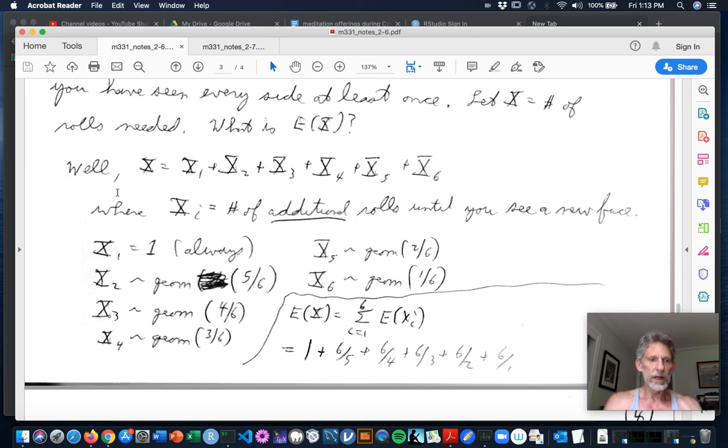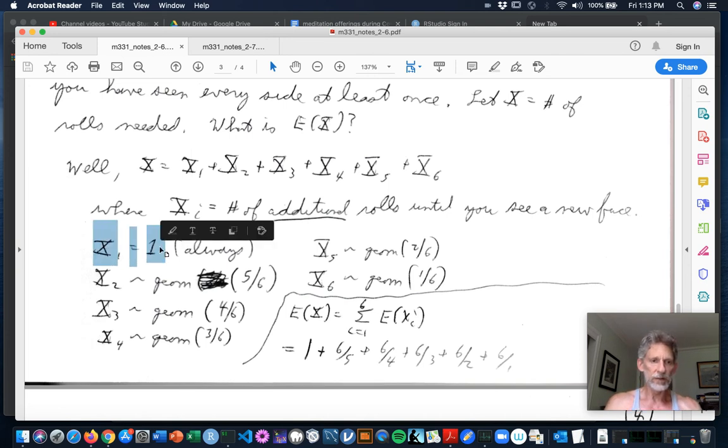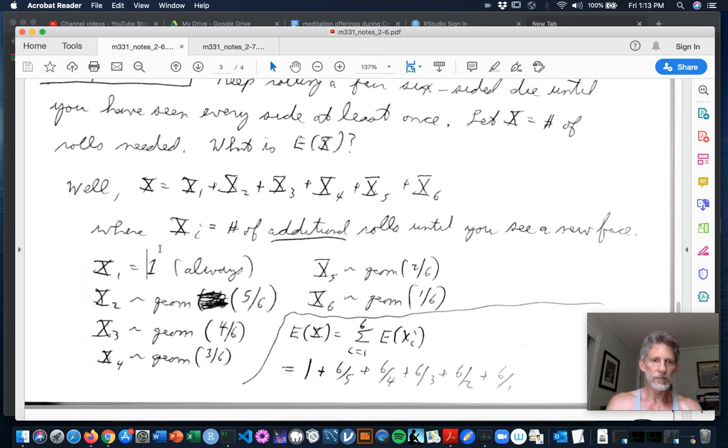Well, we know that X1 is just going to be a constant random variable. It's going to be 1 all the time. But what about X2 here? The number of additional rolls till you see something other than the one thing you've already seen. Well, as we pointed out in our previous remarks, there's a 5/6 chance each time of rolling something new. You're just waiting for something new. So X2 is a geometric with parameter 5/6.